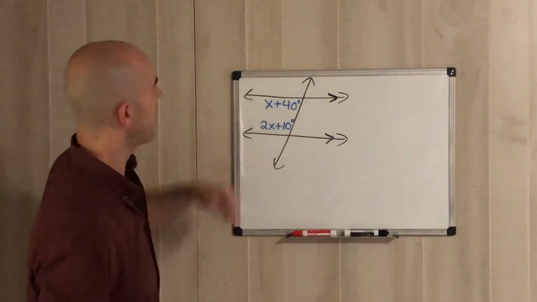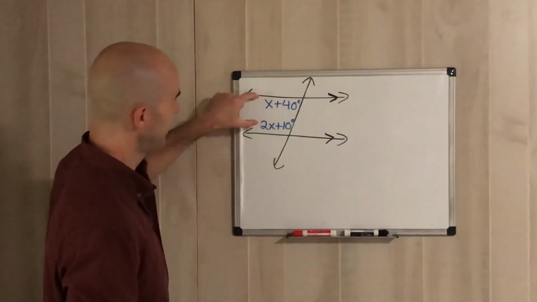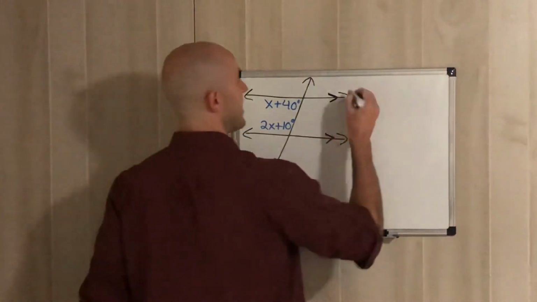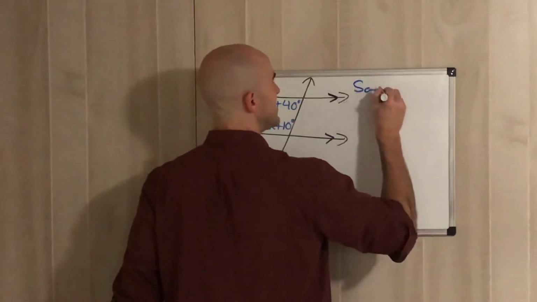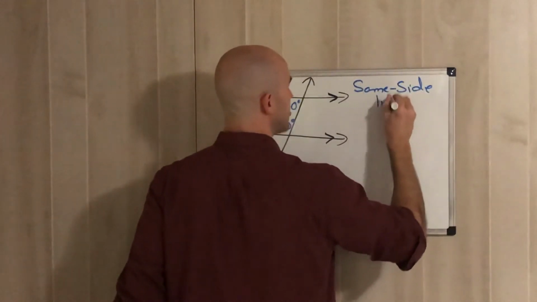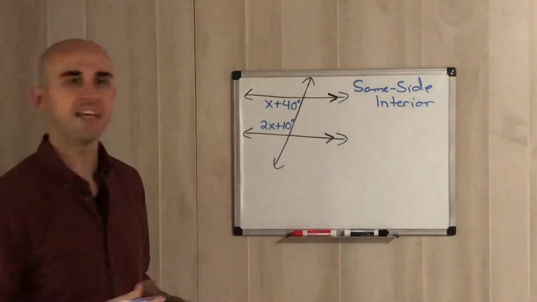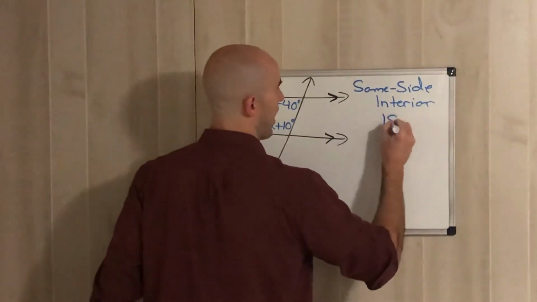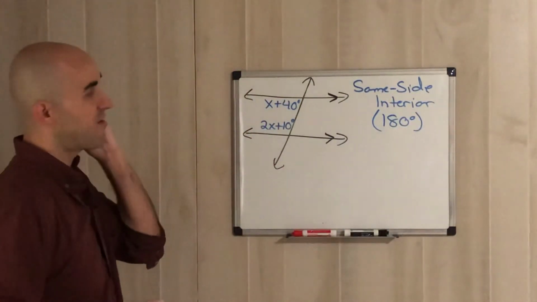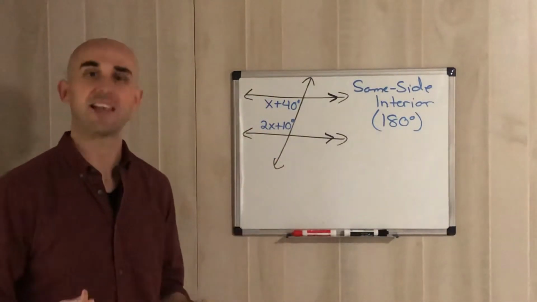So we see these two angles, right? They're both inside, right? And they're both on the same side. So if they're both inside on the same side, they would be same side interior, right? And again, the one thing that you got to keep in mind, same side interior angles, they are the only angles that add up to 180 degrees. They're the only angles that are supplementary.